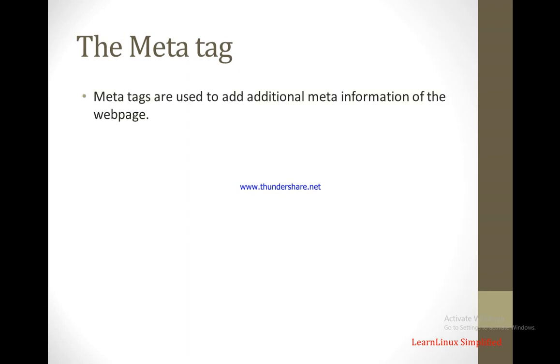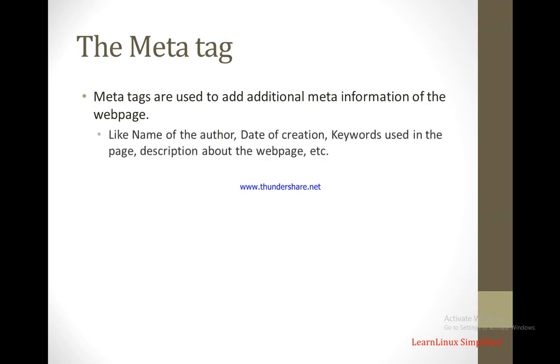Meta tags are used to add additional meta information of the web page. It is all about the web page: what it contains, who has designed it, when it was designed, what keywords are used, and a brief description about the page. All these things are called meta information. All this meta information is given using the meta tag. So what is the meta information? Like name of author, date of creation, keywords used in the page, description about the web page, etc.